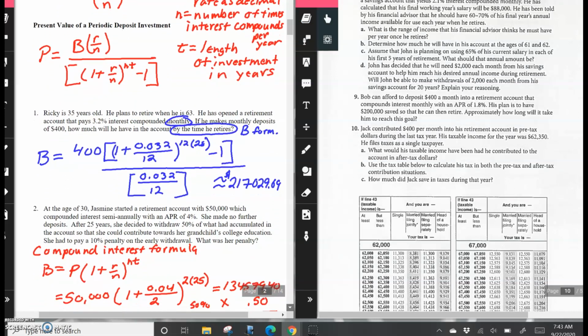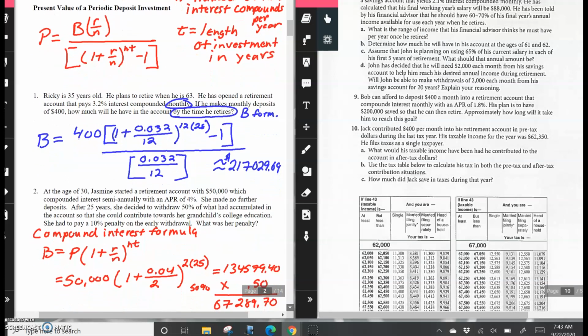All right, number one says Ricky is 35 years old. He plans to retire when he is 63. He has opened a retirement account and pays 3.2% interest compounded monthly. Monthly means once a month, so that's 12 per year. If he makes monthly deposits of $400, how much will he have in the account by the time he retires? So this is future. That's why it's set up as the B.